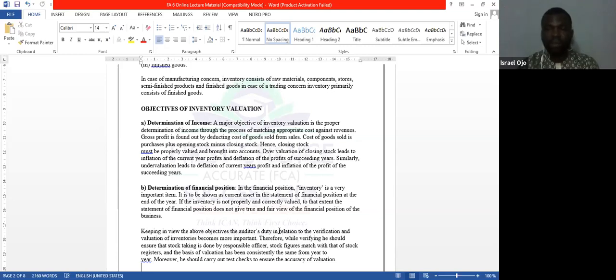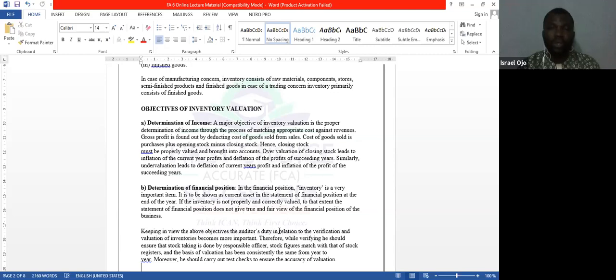If you remember when you started the class, I said, not this one, I think the previous classes, that sales minus cost of sales will give us our gross profit. And cost of sales comprises some elements. One of them is opening stock, that's opening inventory. The other one is purchases. Then another one is what we call return outward. Another one is what we call closing stock.